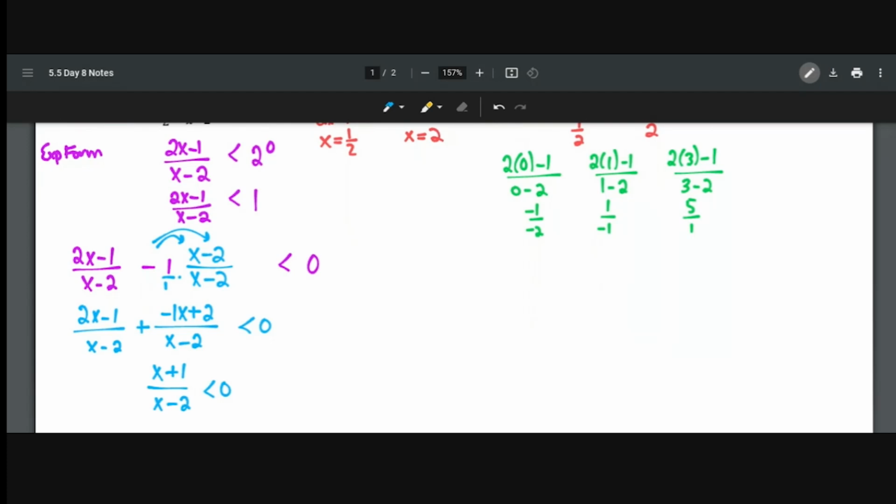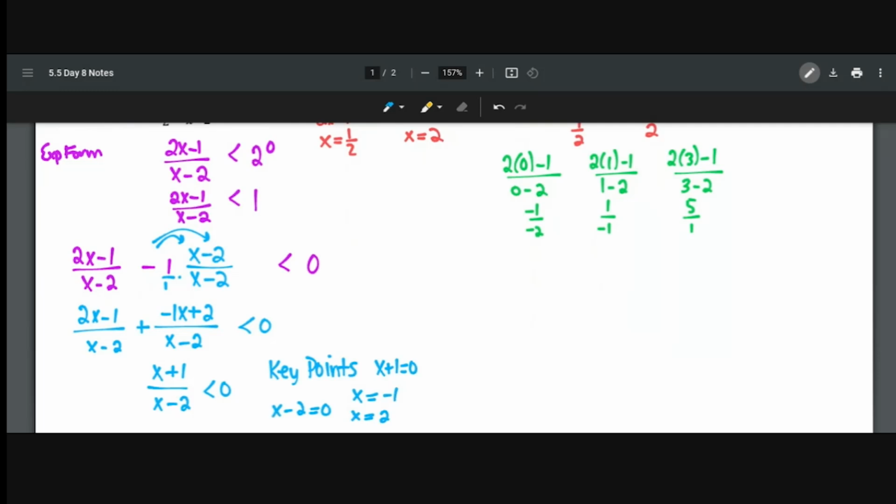So finally, I have a singular fraction. I can check out my key points. You should be able to do that in your head. But x plus 1 has to equal 0, and x minus 2 has to equal 0. So my key points are at negative 1 and positive 2.